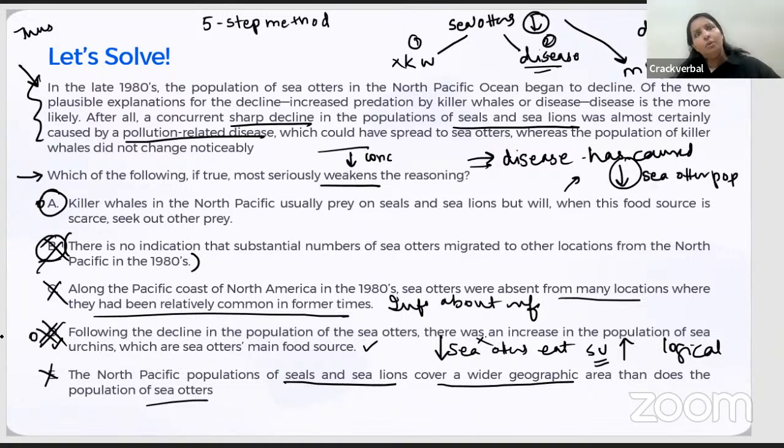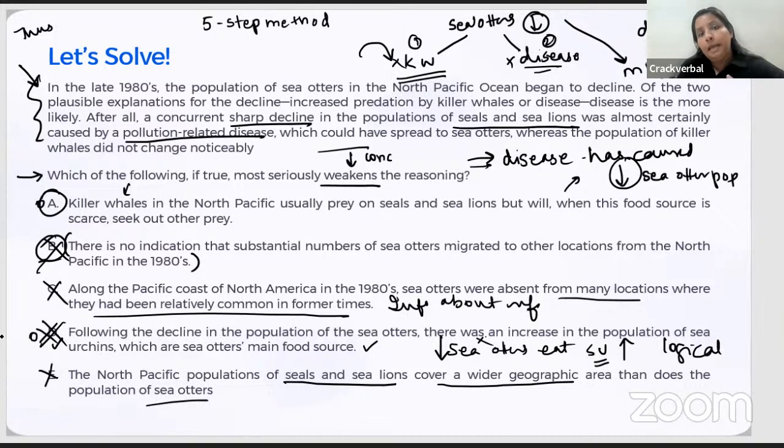Why is A my answer? A lot of people say, hey, Nitha, how is A the answer? We're not talking about killer whales, we're talking about disease. Now, what is A doing? A is trying to show us that maybe it is this that is responsible. If we can somehow say that maybe it is killer whales that are responsible, this suddenly makes us think maybe it is not disease that is responsible.